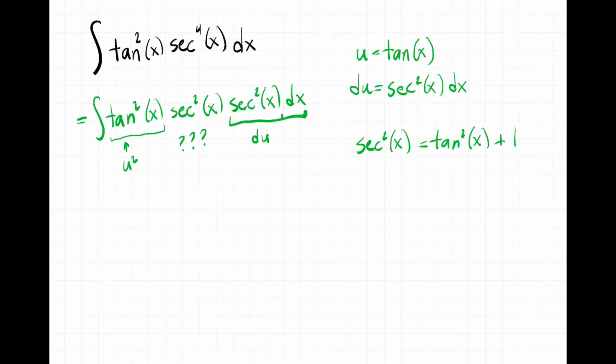Now we can modify our integral. This is the integral of tangent squared of x times, well, secant squared x is being replaced with the expression tangent squared of x plus 1, in parentheses, that whole thing is being multiplied by the rest of the integrand, times secant squared x dx.